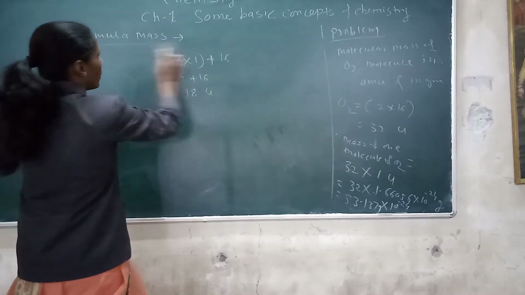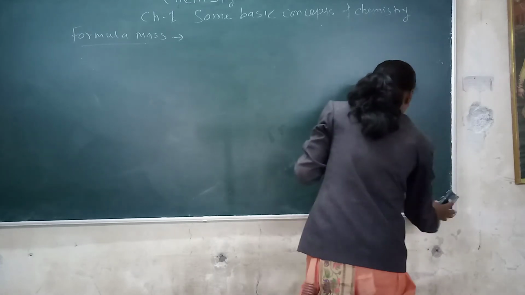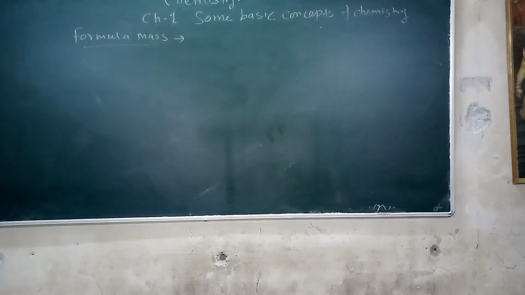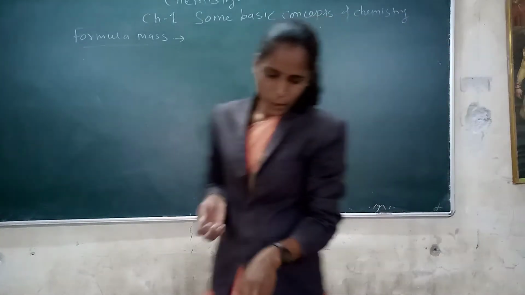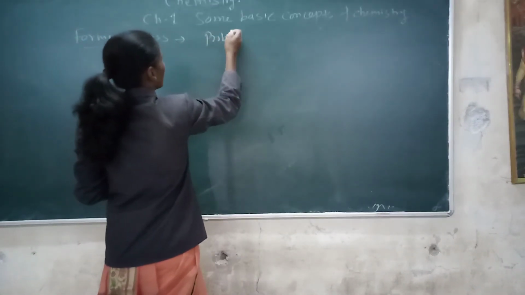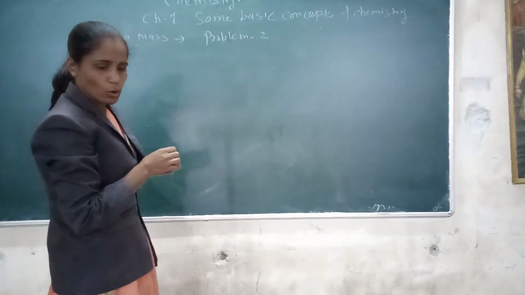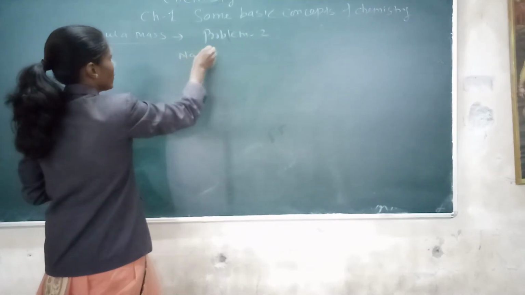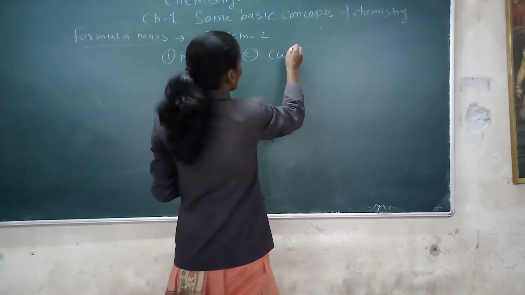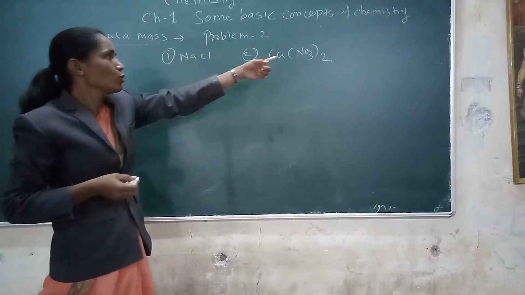The next problem on the basis of formula mass. Problem second: find the formula mass of NaCl first, and second, Cu(NO3)2. Find the formula mass of NaCl and Cu(NO3)2.